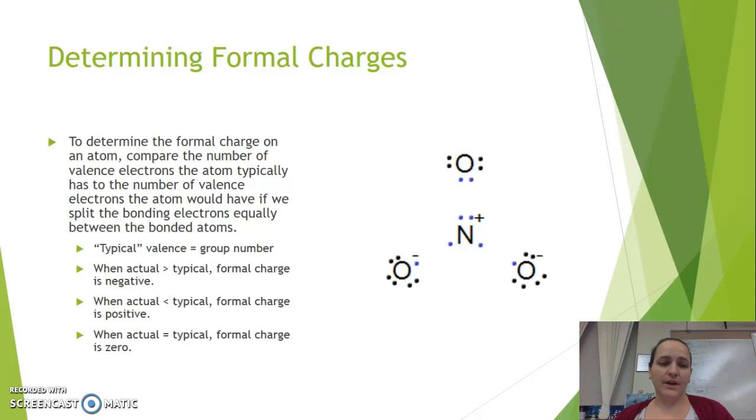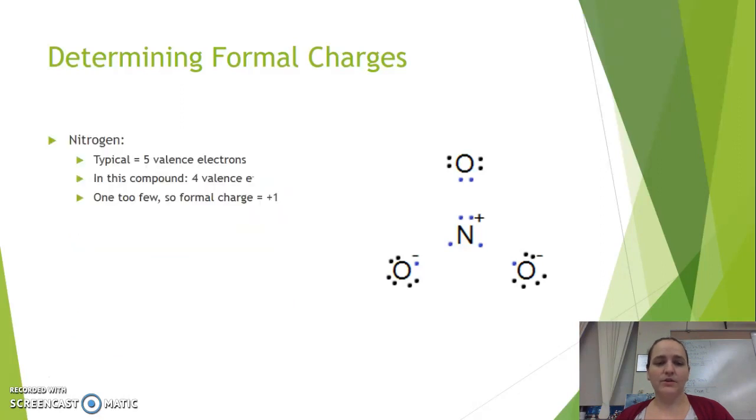So let's look at how we would assign the formal charges to all of the atoms in the nitrate ion. Nitrogen is in group 5, so it usually wants to have 5 valence electrons, but we can see in this compound that there are only 4 when we break the bonds like this. It got 2 from the double bond and 1 from each of its single bonds. So that means we are missing 1 electron compared to what's normal for nitrogen. So it has a positive 1 formal charge, which is why there's a plus sign indicated here.